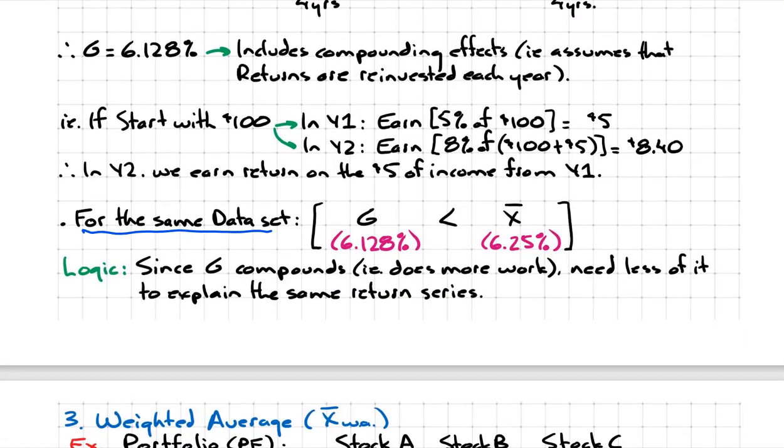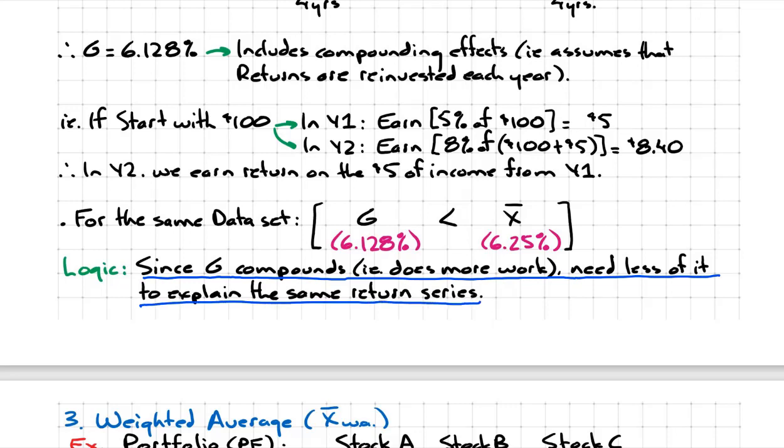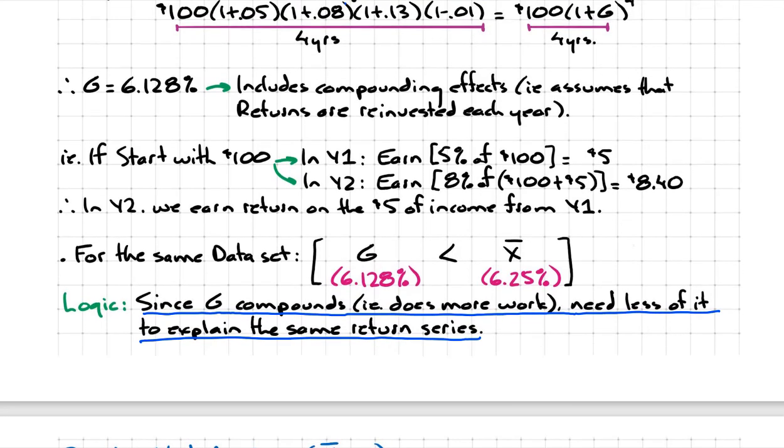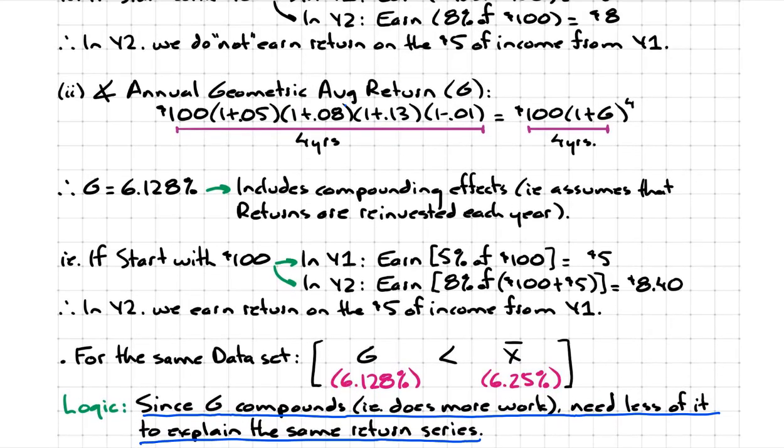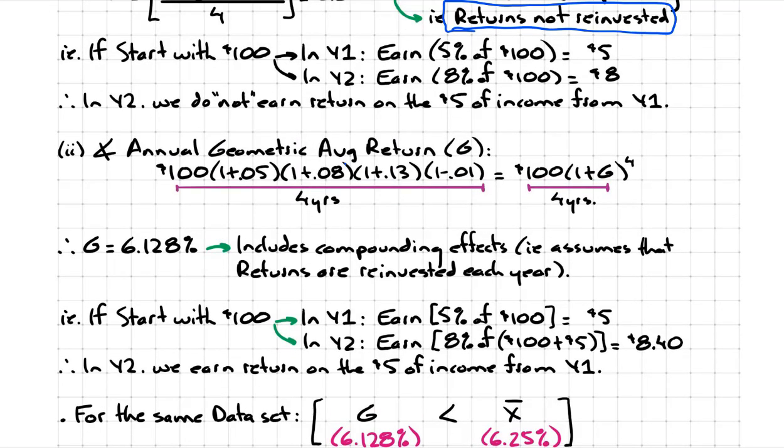Therefore, for the same data set, because it was the same data set, we looked at the same 4 annual returns. You could see that the geometric average of 6.128 is less than the arithmetic, which is 6.25. Now, why is that? Here's the logic. Since the geometric average compounds, in other words, it does more work, you need less of it to explain the same return series. And here's what I mean by geometric doing more work. You're earning interest on interest, and that's what I mean by it's doing more work.